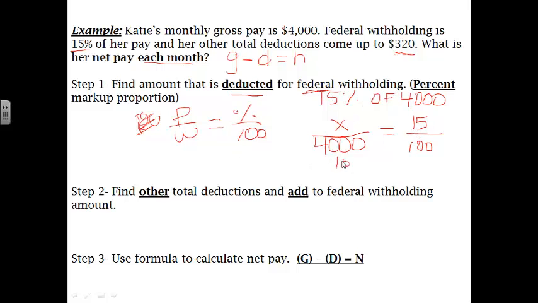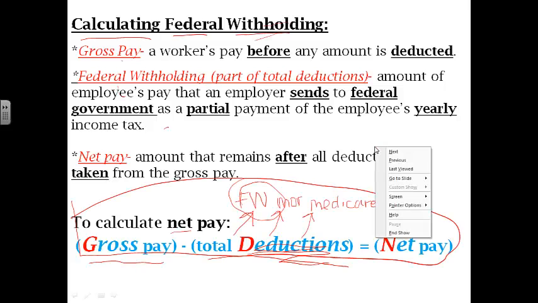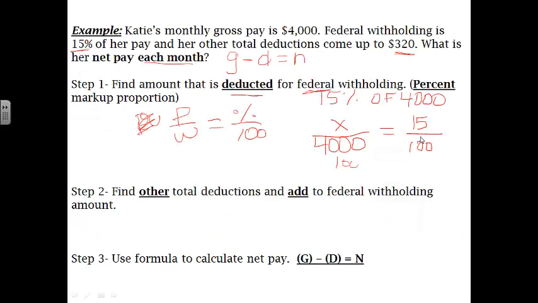So you just put in directly the percent here. So we do 100x. Oops, just messed up. Okay, so you're going to do 100x is equivalent to 4,000 times 15, and that's going to equal 60,000. Now we're going to divide both sides by 100. So you should get 600 is how much you're going to pay in just federal withholding.